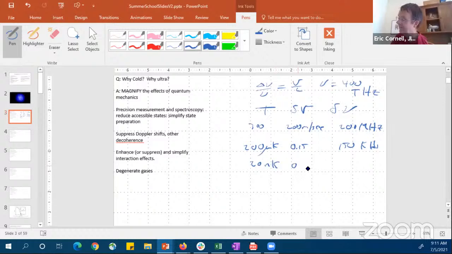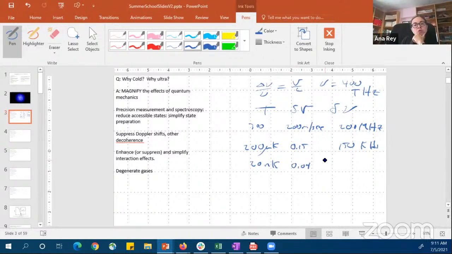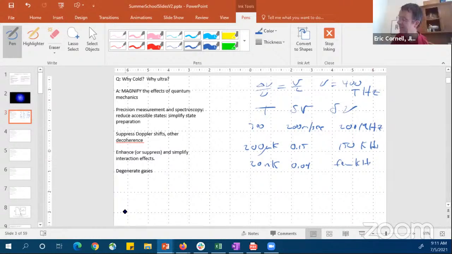There is a question in the chat: what is nu physically? Nu equals f equals c over lambda. It's just the laser frequency, the frequency of whatever laser you're using to study something. Sorry.